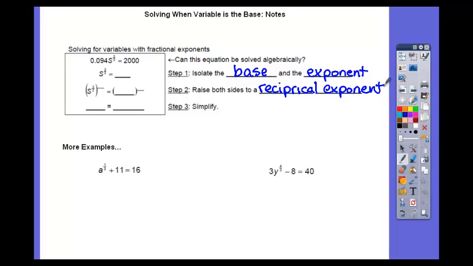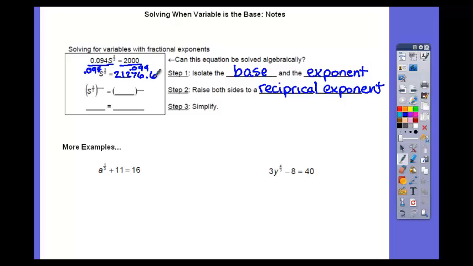Okay? The first thing you want to do, the example up here in the top left, you want to get that s to the 3/2 by itself. So when we're getting rid of 0.094, we need to divide both sides by 0.094. Okay? Whenever you do 2,000 divided by 0.094, you're going to come up with 21,276.6.